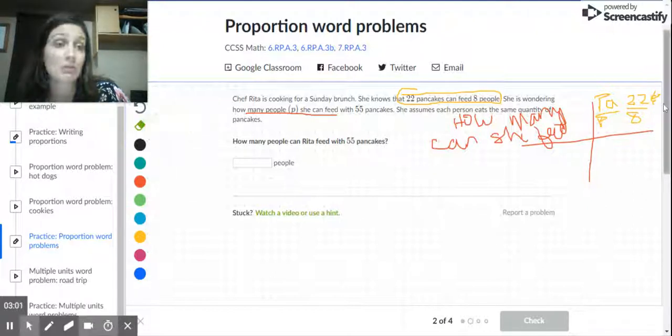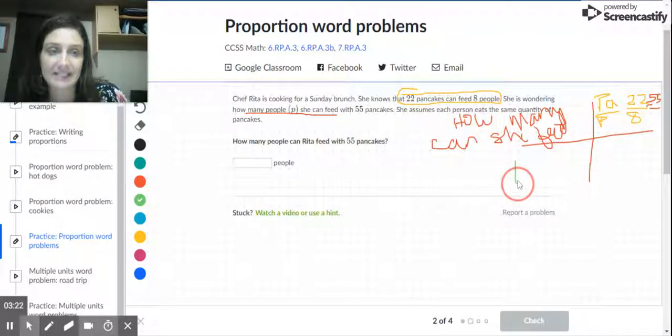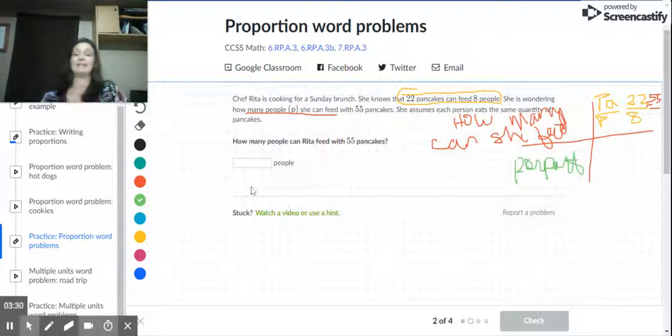So 55 up here. Let me just change its color. So 55 pancakes, and these are going to be equal. How many people I can feed. So to solve this, it is super simple. I'm just going to set up a proportion. Okay. So I'm going to set that up.